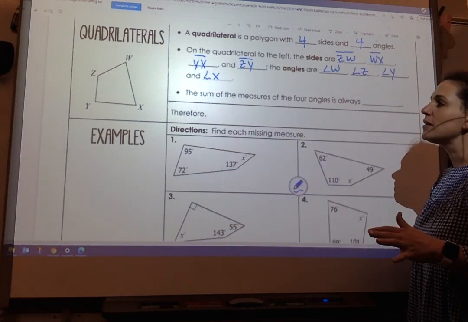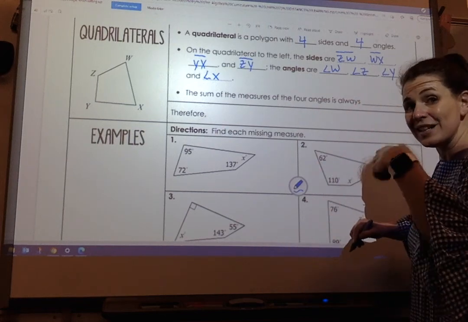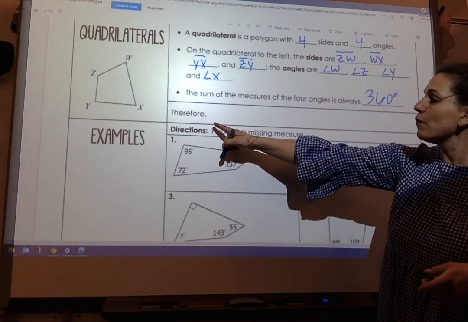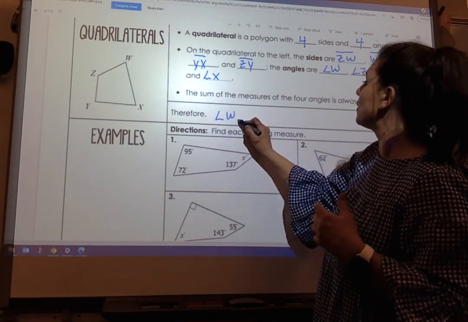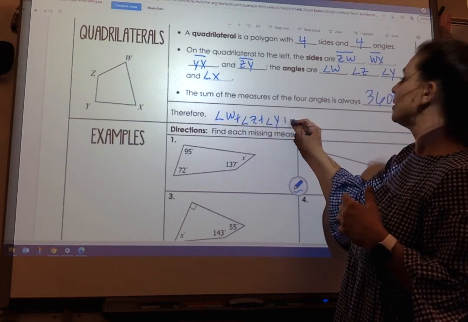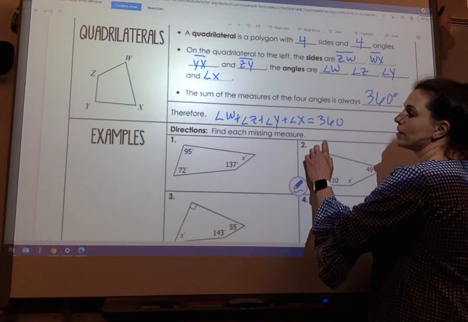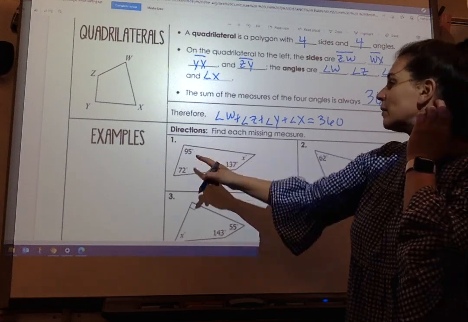We know that the sum of the measures of a quadrilateral, we already talked about it, that the sum of the interior angles is 360 degrees. Therefore, I can make an equation, and I can say that angle W plus angle Z plus angle Y plus angle X all equals 360 degrees. I add them all up, they equal 360, which is exactly what I'm going to do here.